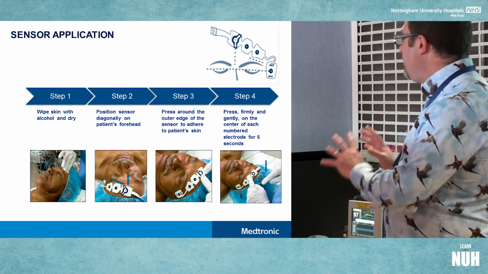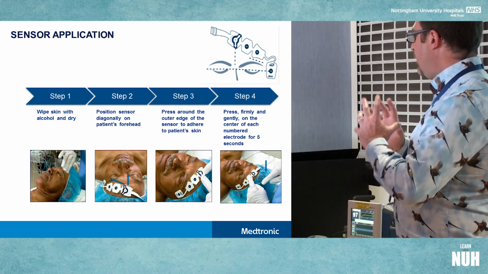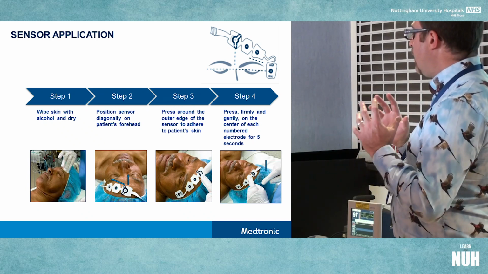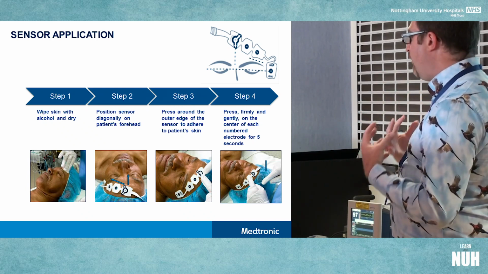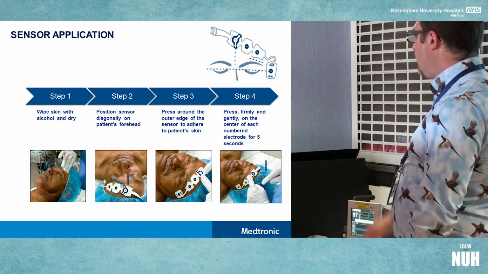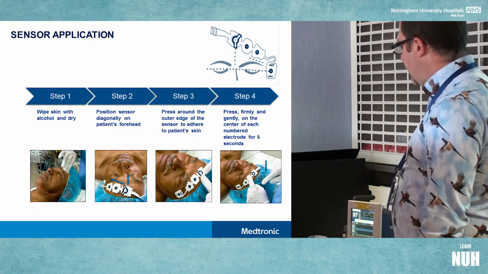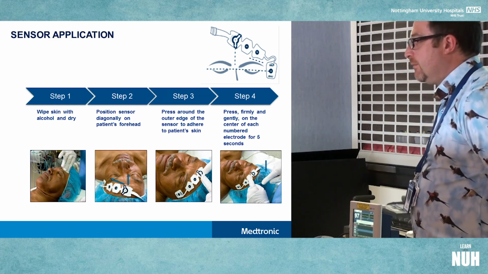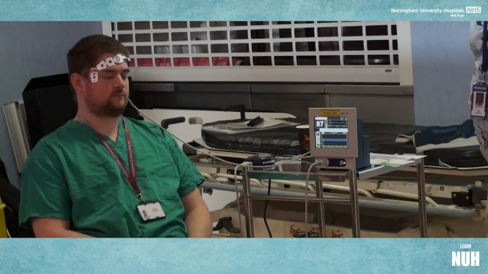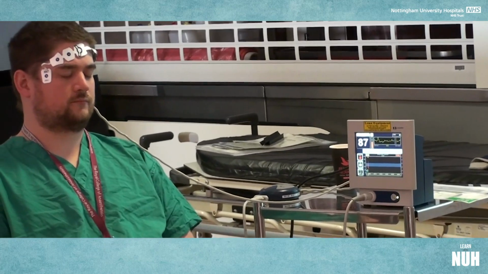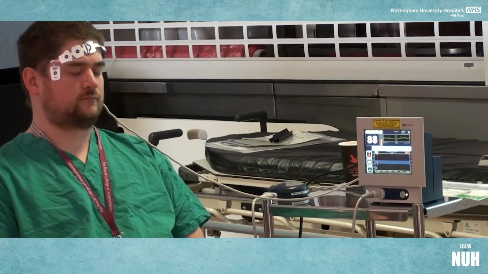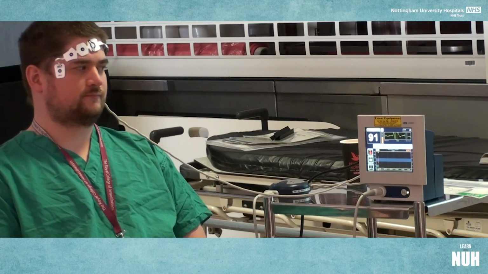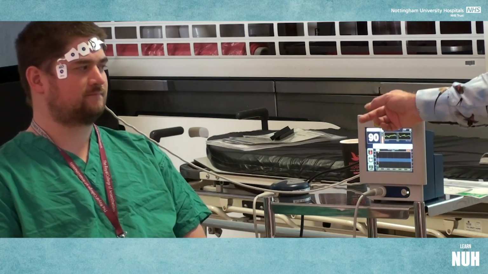Okay, right, so what I'm going to ask you to do now is close your eyes, relax your shoulders, try and screen us out, just concentrate on relaxing, nice, slow, steady, deep breaths, and I'll tell you when to open your eyes. Okay, open your eyes. So your BIS dropped down to 88.